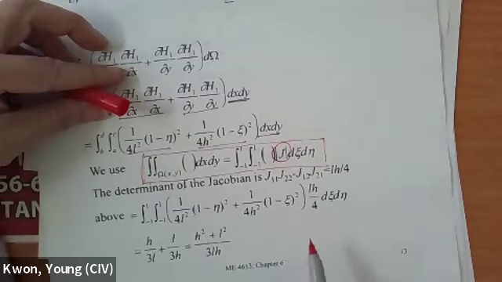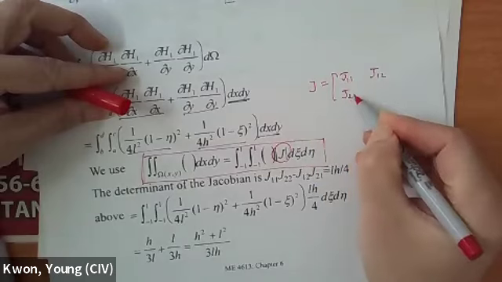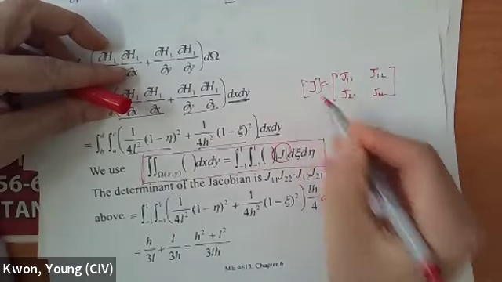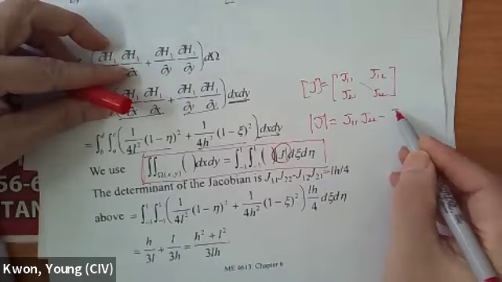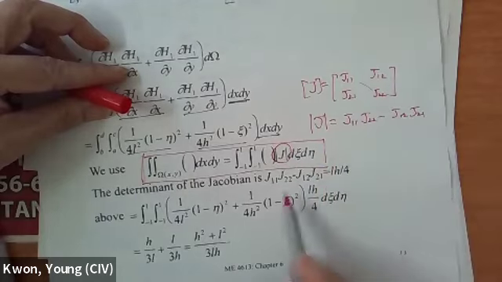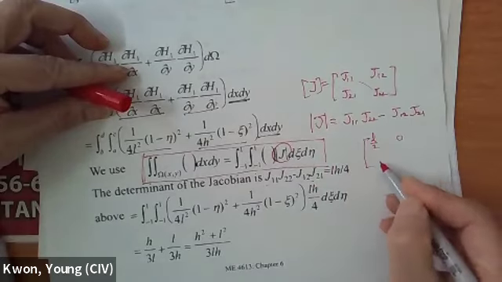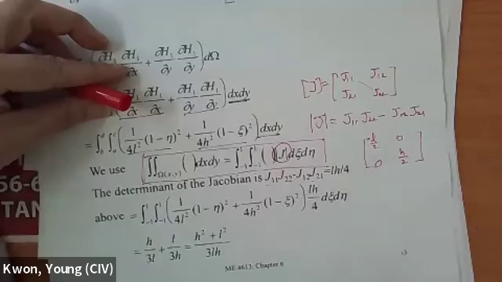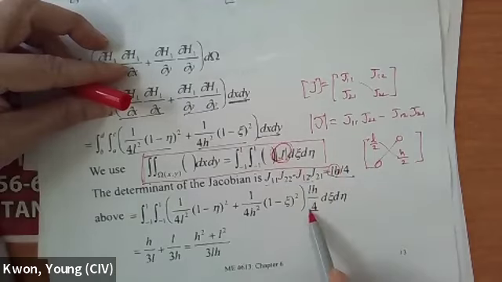So the Jacobian J is J11, J12, J21, and J22. That's the Jacobian. And the determinant of the Jacobian is J11 J22 minus J12 J21, right? So that's going to be that. And in this case, you have L over 2, 0, 0, H over 2. So the determinant of the Jacobian is this multiplication minus this, so it's going to be LH over 4. In other words, this is going to be a nice constant value, LH over 4.